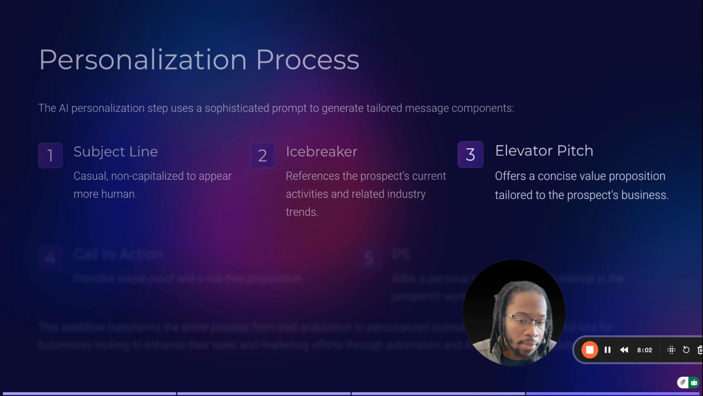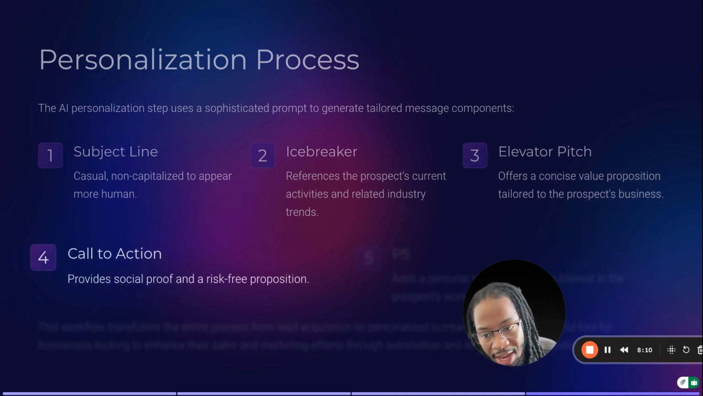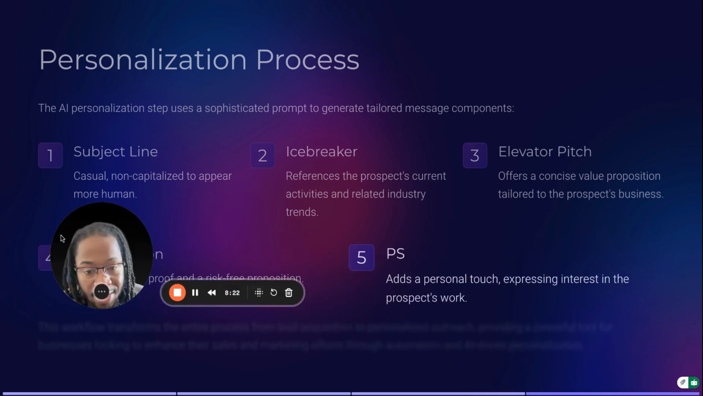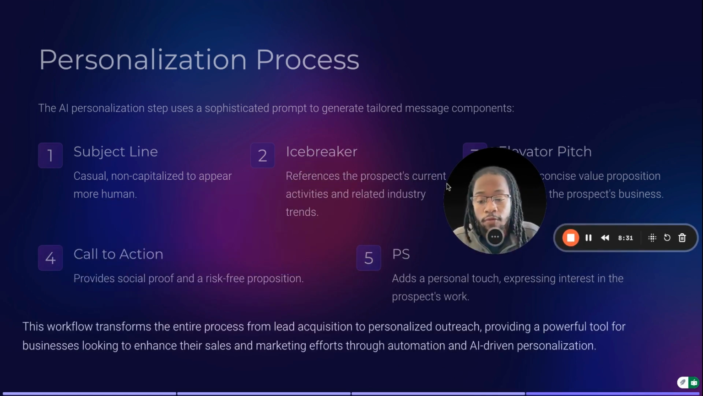Next is going to be an elevator pitch. This is going to offer a concise value proposition for that specific lead and their business. And then lastly, a customized, personalized call to action, which is going to provide social proof of you and your business and a risk-free proposition for that specific lead. Lastly, going to be the PS, adding a personal touch, expressing interest in that specific lead. This workflow is going to transform your entire lead generation process, lead acquisition process, and personalized outreach.